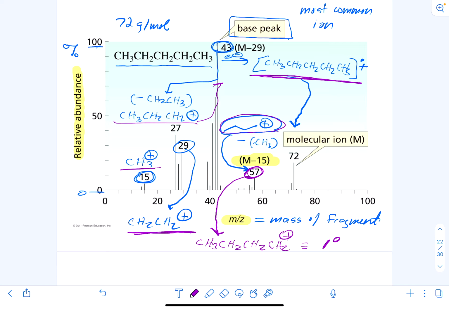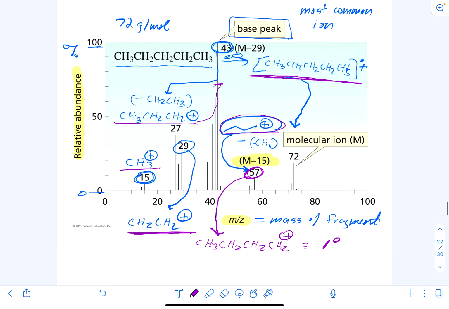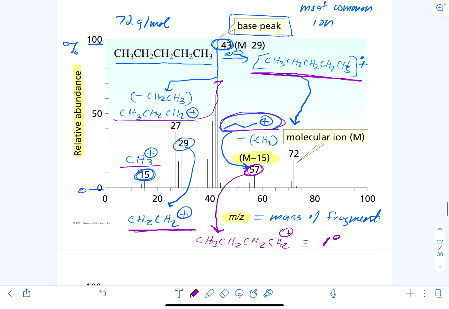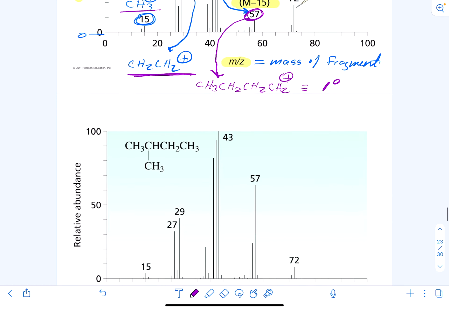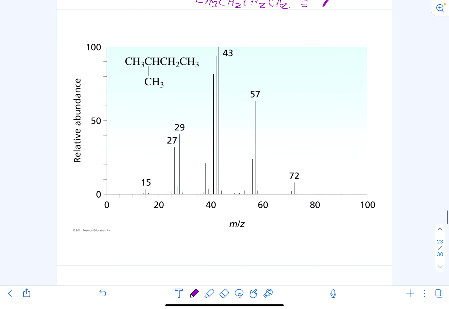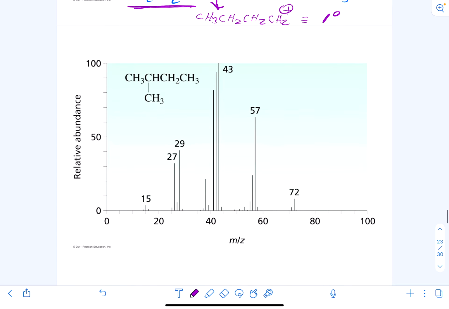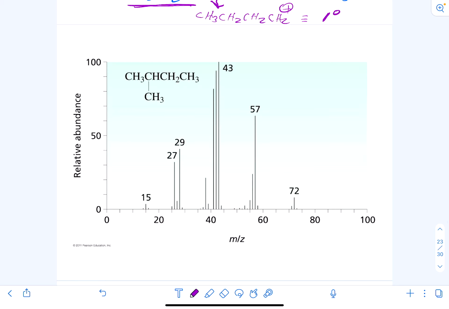Okay, so let's see what will happen if we stabilize that carbocation and lead it to a more stable carbocation. We should see that base peak grow. So what we're going to look at now is a constitutional isomer of pentane. Let's look at this one. This is 2-methylbutane.